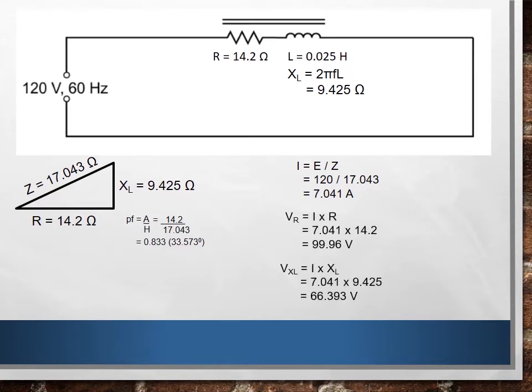Now that I have my current, I'm going to figure out my voltages. I need my voltage for my resistive component, and I need my voltage for my inductive component. I already have my total voltage, so I'm not going to worry about that. I'm going to use my I times R in order to get my VR, and I'm going to use I times XL in order to get VXL. Remember, I have to use the component on that line to solve for that. So for the voltage of my resistance, I must use my resistance. For the voltage of my inductive reactance, I must use my inductive reactance.